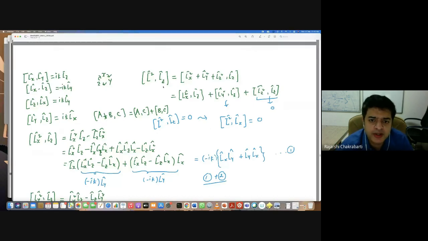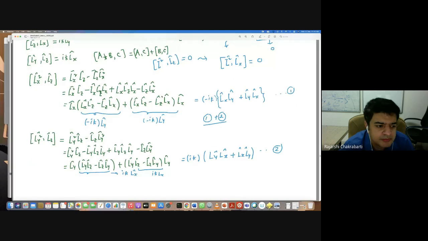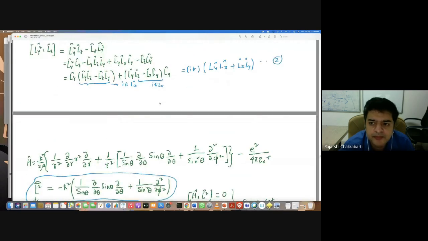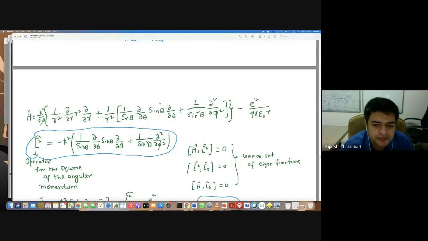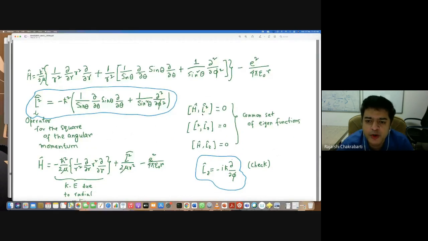so this L square and Lz, they commute. L square and Lz commute. Yes. So these are the relations. Hamiltonian commutes with L square.